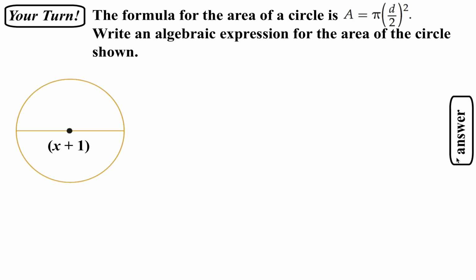Here's one for you to practice with circles. The area of the circle is pi times the diameter divided by 2. And that quantity is squared. So they want you to write an algebraic expression for the area of the circle. So see what you can come up with on that one, and we'll talk about that in class.